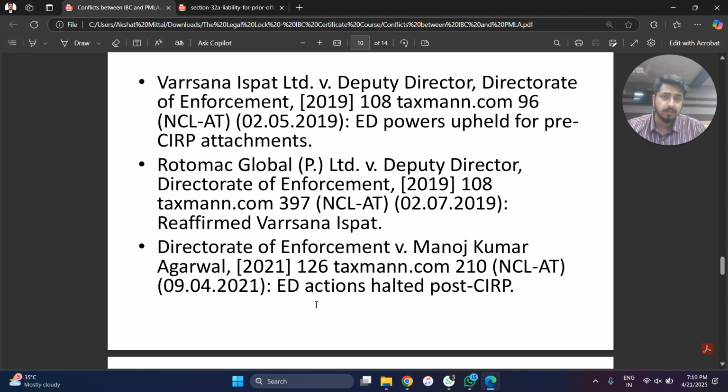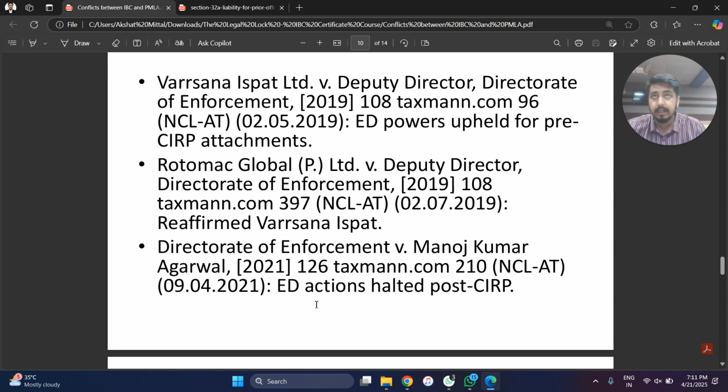Now, in this case, going on with the discussion we already had on the objectives of PMLA and IBC, the NCLAT also discussed these objectives, and also discussed that Section 14 of the IBC does not bar any criminal actions against the CD. So why should Section 5 not apply during CIRP? For this, interestingly, NCLAT distinguished the Varsana Ispat case and Rotomac Global also.